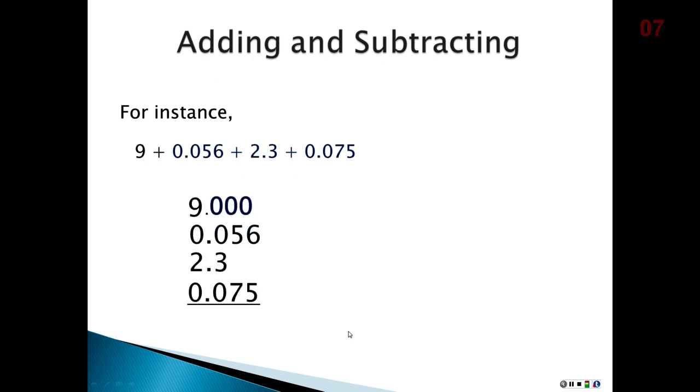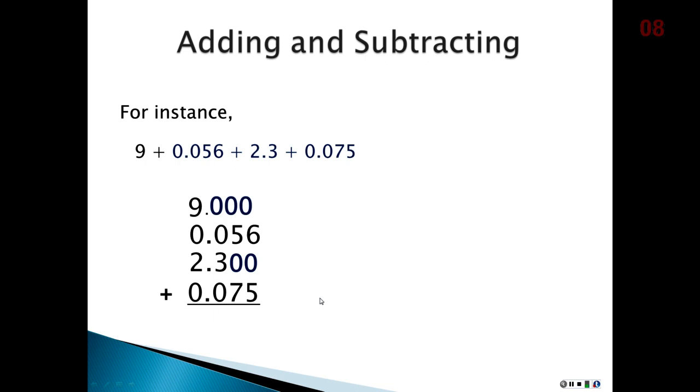So let's plug those in. It doesn't change the value, but it will help you visually when you add and line them up. So this is a technique you may want to use. So notice that the 9 that I had as a whole number, I changed to 9.000. And then the 2.3, I changed to 2.300. The values are the same, but I put zeros in the spaces so that I could see it clearly.